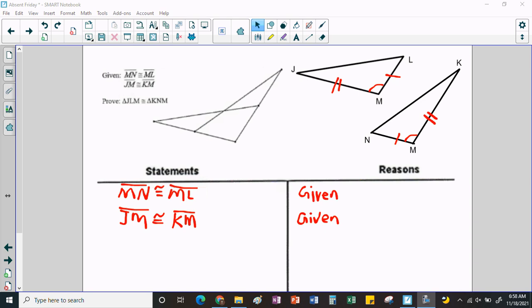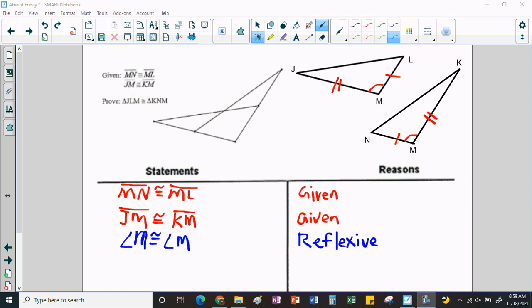Now the first two lines of this proof are exactly what they would be in any other proof. We list the given information. The only thing new here is this next step. We've marked angle M congruent in both the triangles. So what's the reason for that going to be? And again, this is the only new part to this proof, that angle M was the same in both the triangles. So angle M is congruent to angle M by the reflexive property.